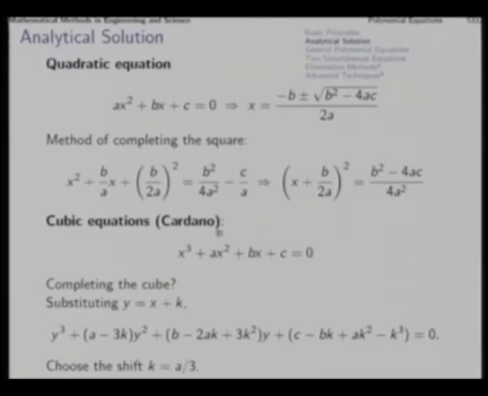Now, how to make it missing, how to get rid of this x square term. The way he handles this problem is by substituting y equal to x plus k here, which will transform this equation to y in this manner. Then we say that let us choose that k which makes this y square term vanish, and that k is a by 3. So, by choosing a by 3 as k, we get this term as 0, and then y cube plus something into y plus something equal to 0. That becomes the transformed equation in y.